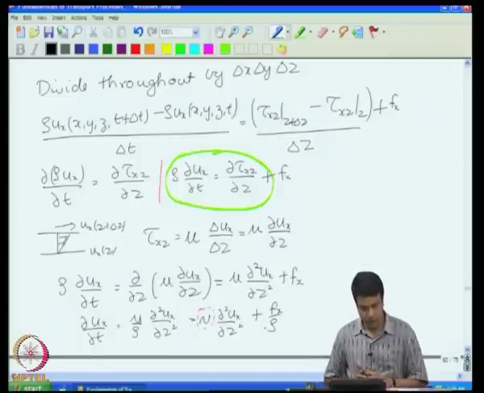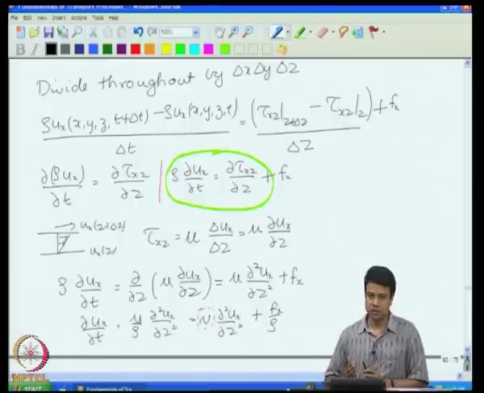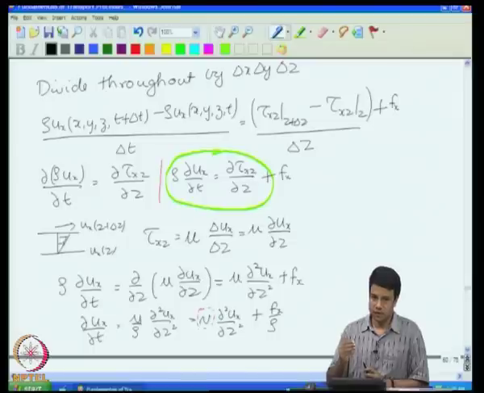Note once again, f x is the force acting per unit volume. Force acting per unit volume is equivalent to momentum change per unit volume per unit time. In the case of mass transfer, there was a source term, mass increase per unit volume per unit time. In the heat transfer problem, there is a source term, heat transfer per unit volume per unit time. In this case, it is a force per unit volume, which is momentum per unit volume per unit time.